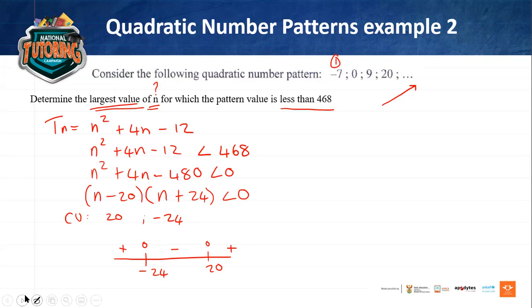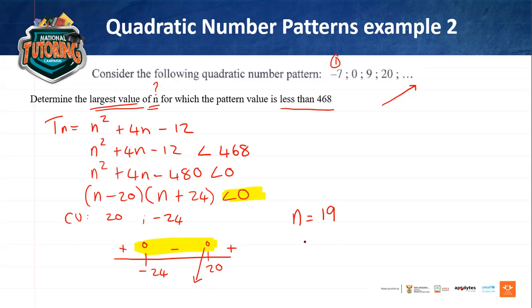So I still want this thing to be negative, less than 0, negative here. But I want the largest value that is in this negative section. Now I can't say 20, because at 20, it will be equal. So I need the n value just below. So n will be 19. It's the number just below here.